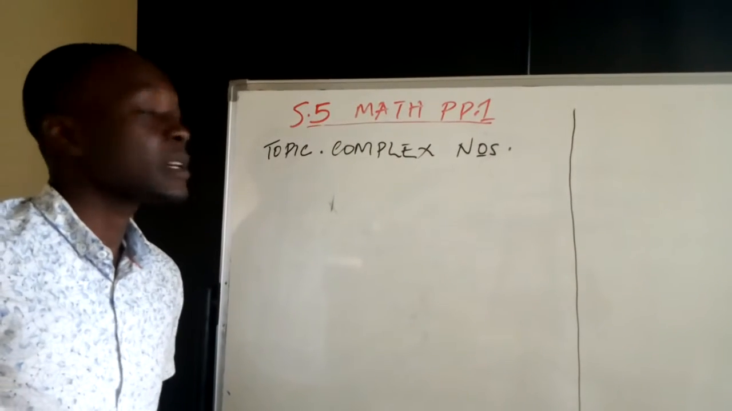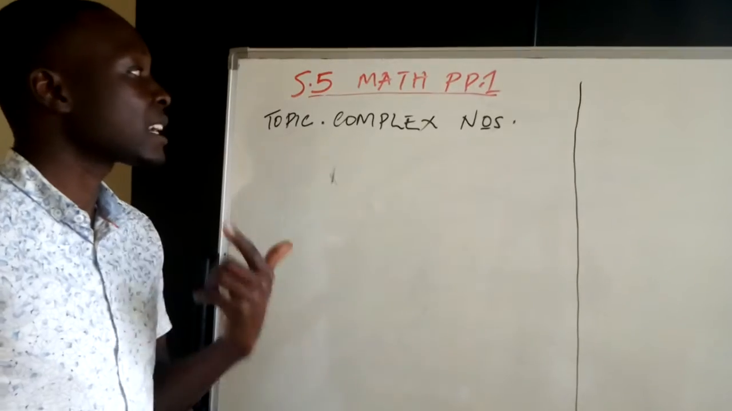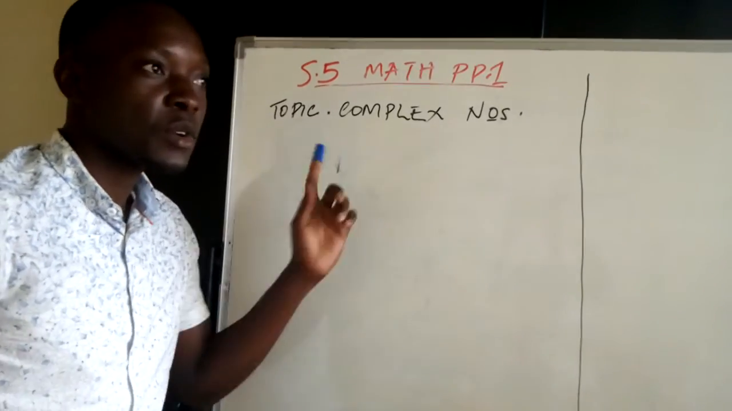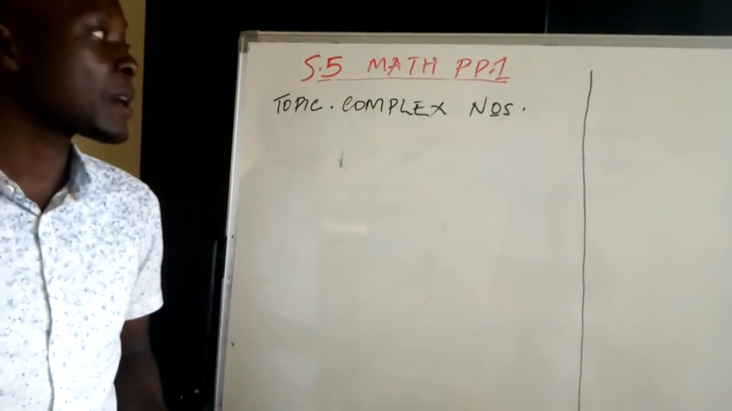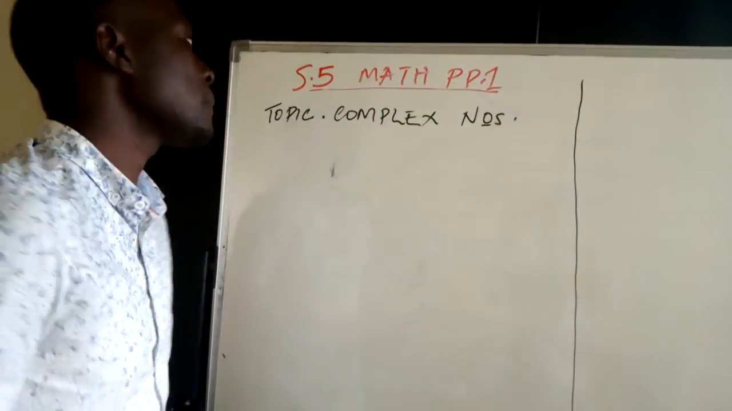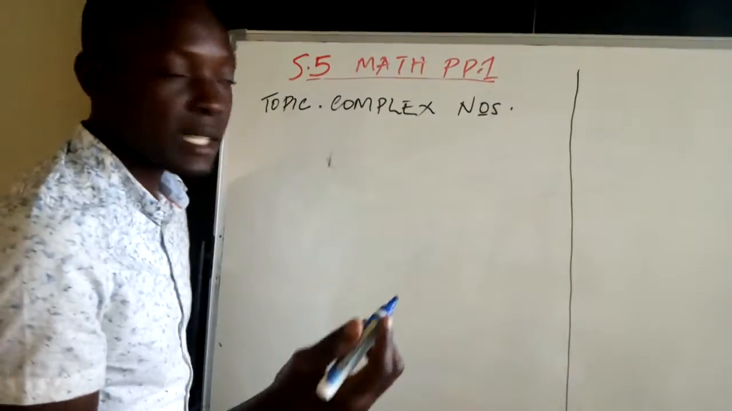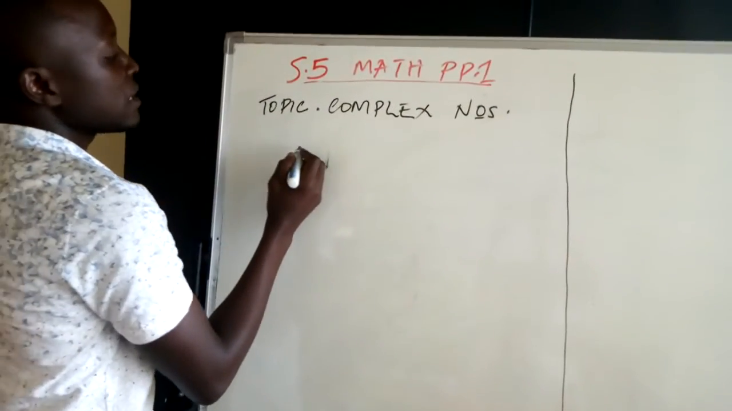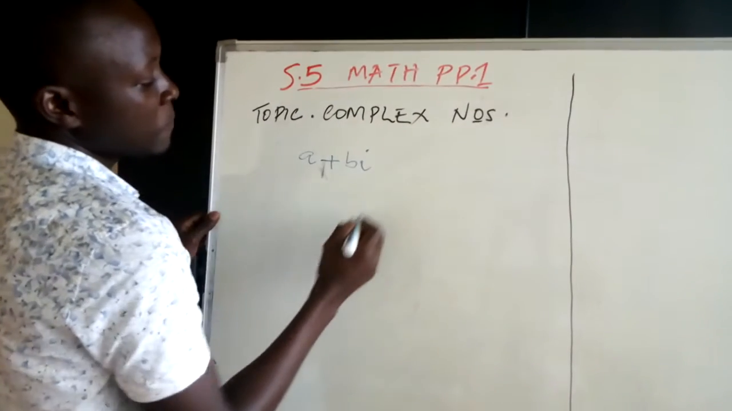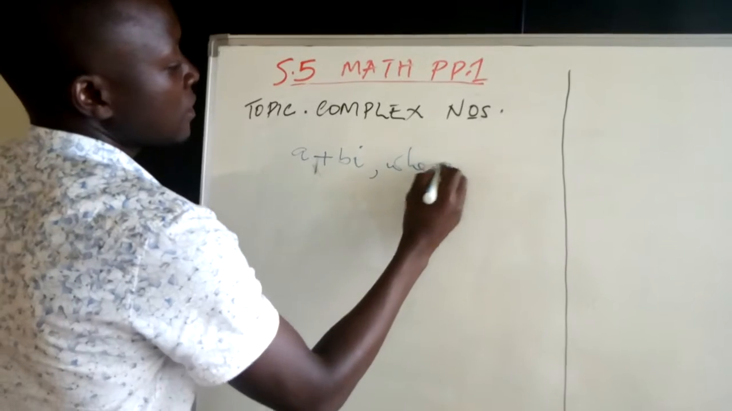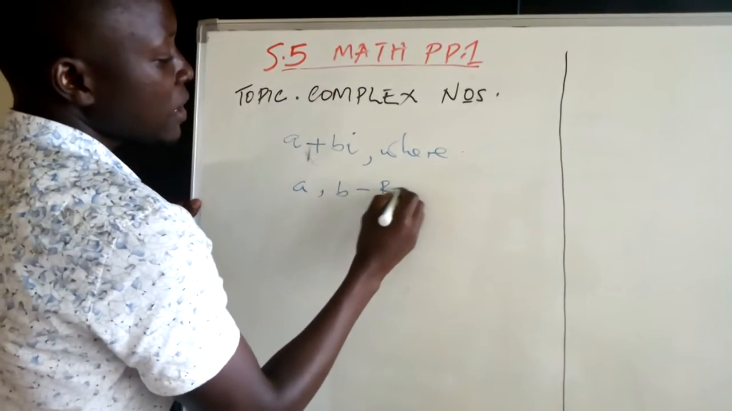This is Senior 5 Mathematics Paper 1, and we shall be looking at a new topic which we had not covered before, and that is complex numbers. When we talk of complex numbers, we are talking of a number which can be written in the form, or in short, a complex number is a number in the form of a plus bi, where a and b are real numbers.